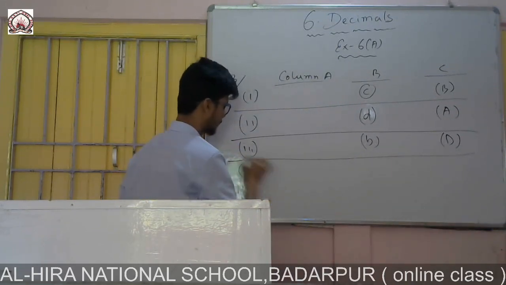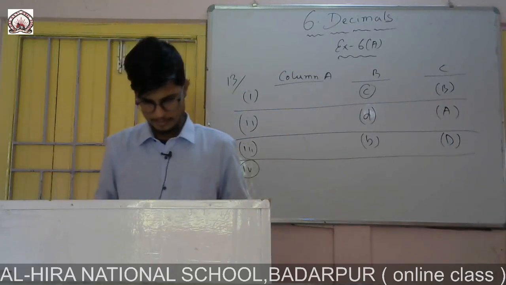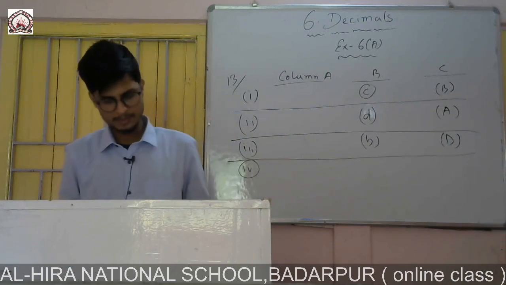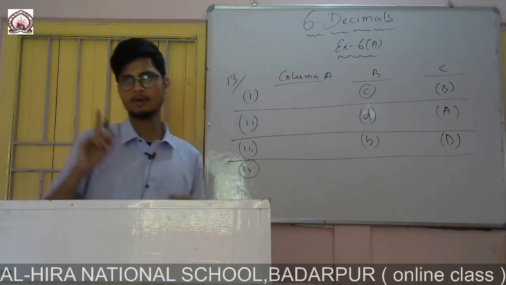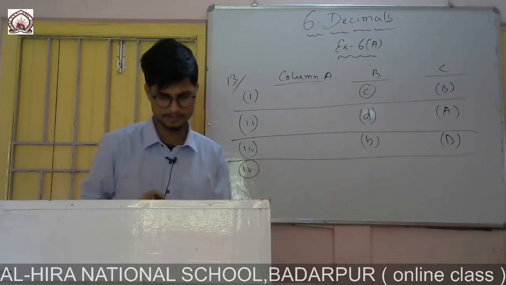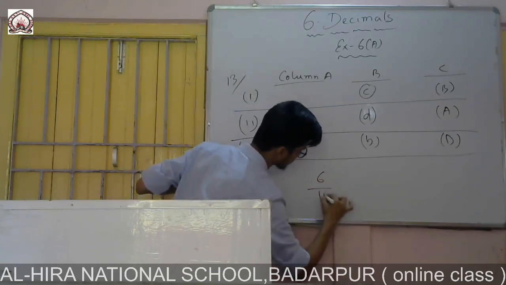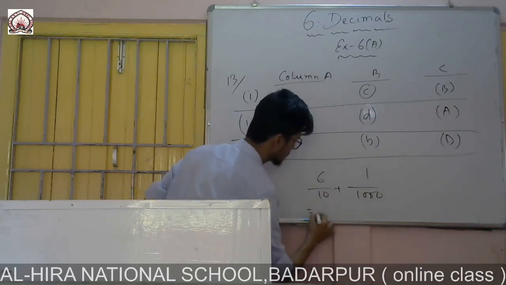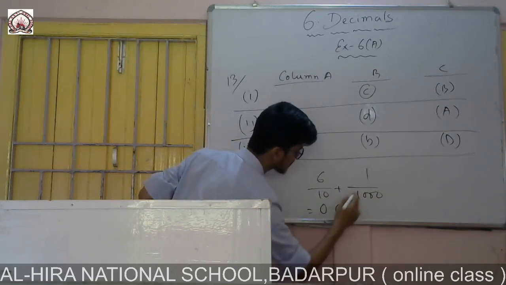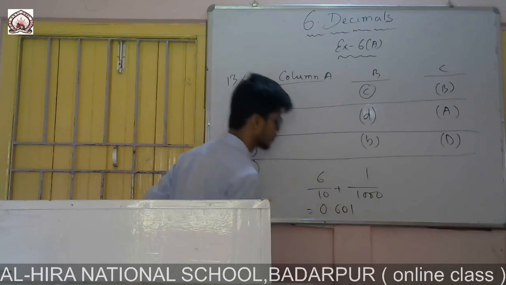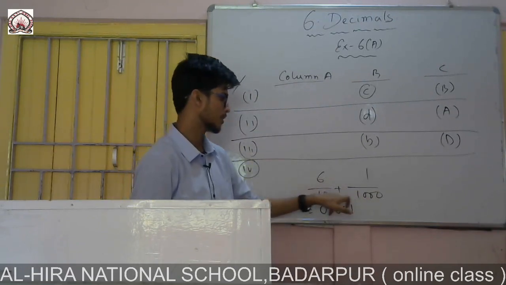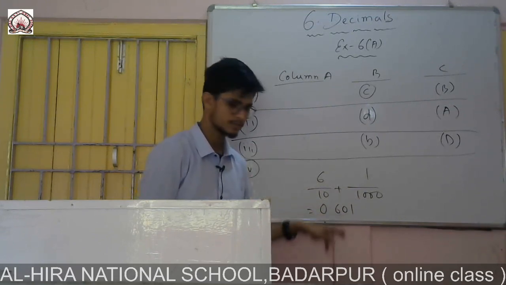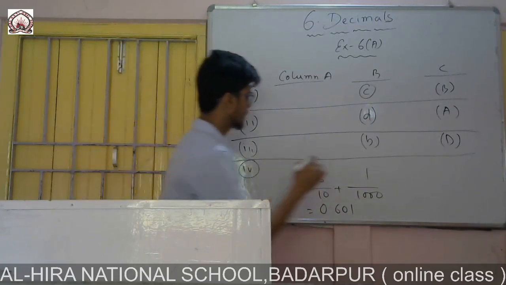Then Roman number 4, you see, 6 tenths and 1000. So it will be 0.601. 6 tenths means 6 by 10, and 1000 means 1 by 1000. So if I write in standard form, it will be 0.6. And after that it will be 1. Since it is thousands, the 100 place is not there, that means it will be 0. So 0.601, which is option number A.